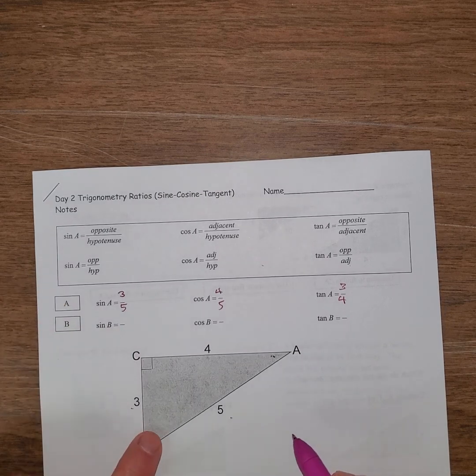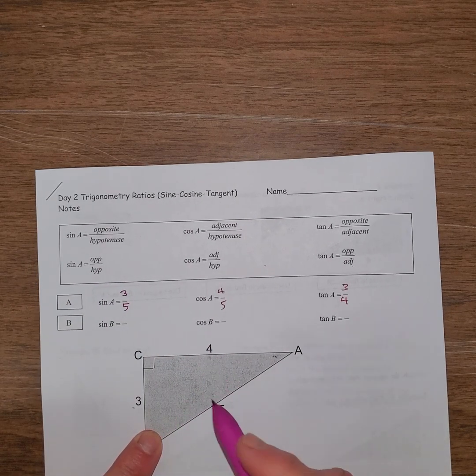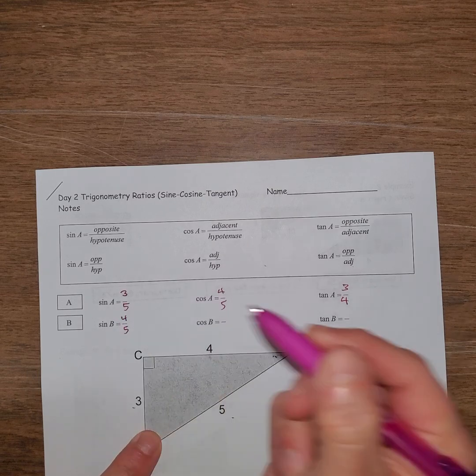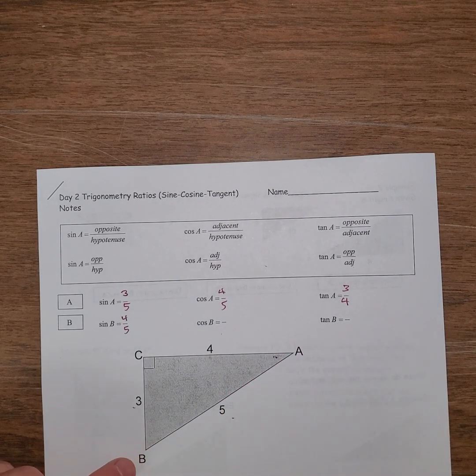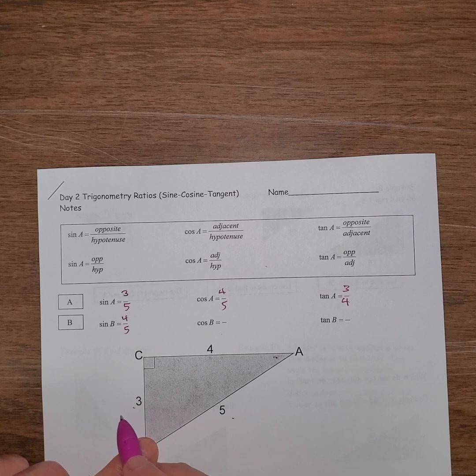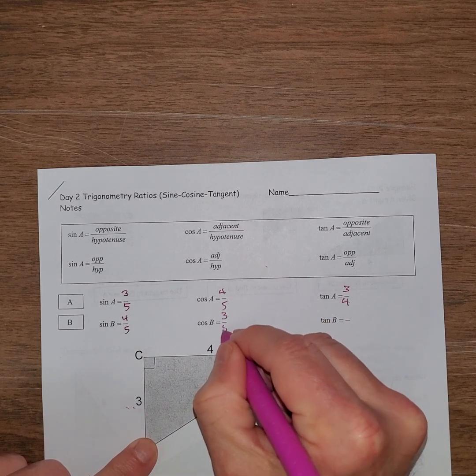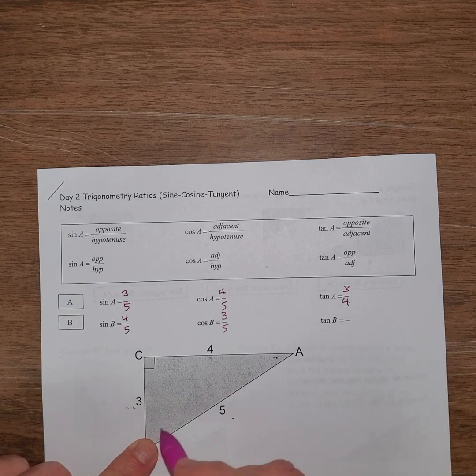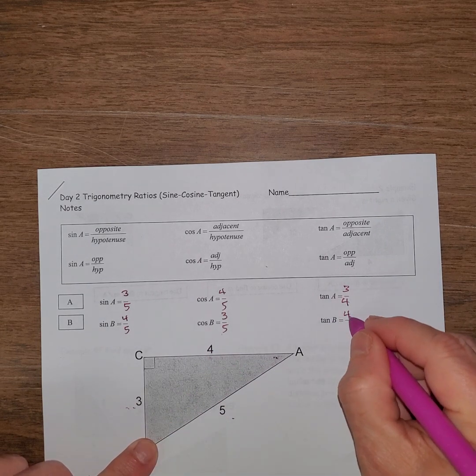Okay, for sine B, that's from here. It's opposite over hypotenuse for sine, so you'd say 4/5. Okay, cosine of B, that would be adjacent over hypotenuse, which is 3/5. And then tangent of B is opposite over adjacent, so that's 4/3.